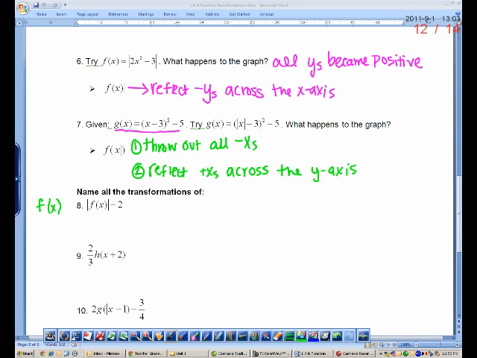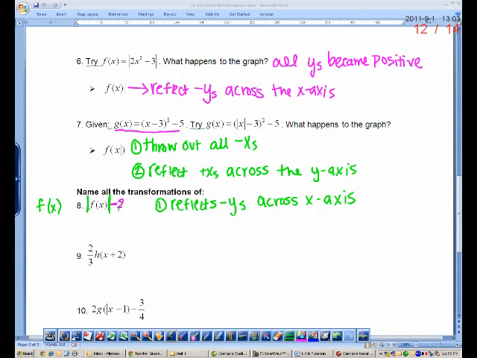So, let's see what we're going to do first. The first move we're going to make is we're going to do these absolute values because that's closest to our x. Okay? So our first step, when I'm taking the absolute value of the whole function, what happens to my graph? It reflects negative y's across the x-axis. What's the next transformation that's going to occur here?